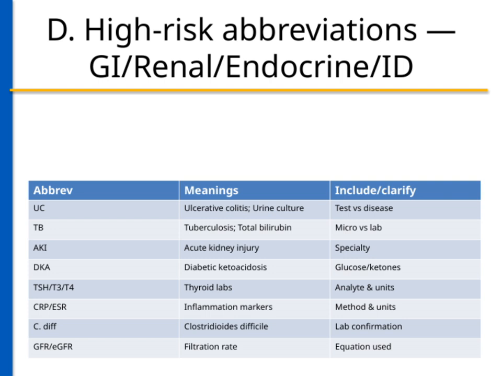C. diff, or Clostridioides difficile, is a bacterial infection that we confirm through lab testing, often stool assays. GFR and eGFR refer to the glomerular filtration rate, which estimates kidney function, and it's calculated using specific equations. Knowing which equation is used can impact interpretation. And finally, these abbreviations are considered high risk because they often involve complex diagnoses across GI, renal, endocrine, or infectious diseases. Recognizing these terms and understanding their context is key for accurate diagnosis and management.